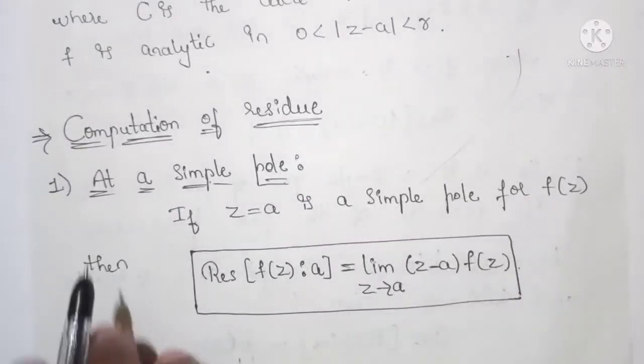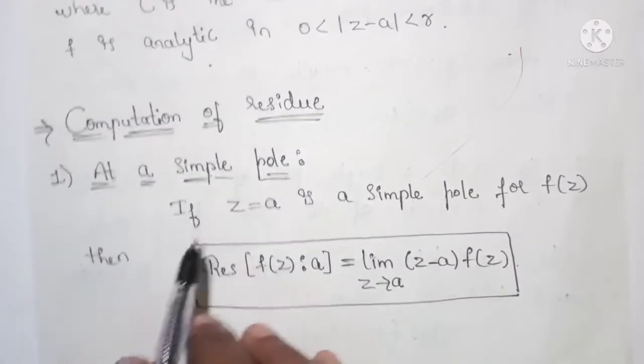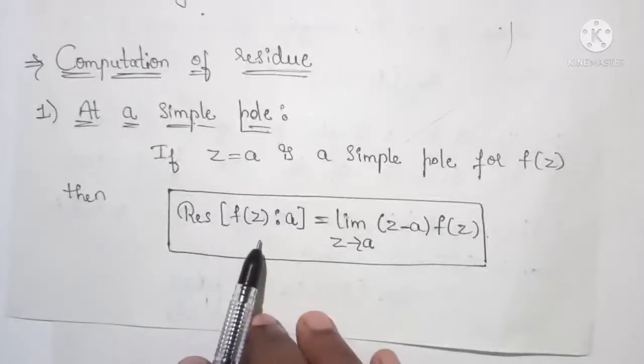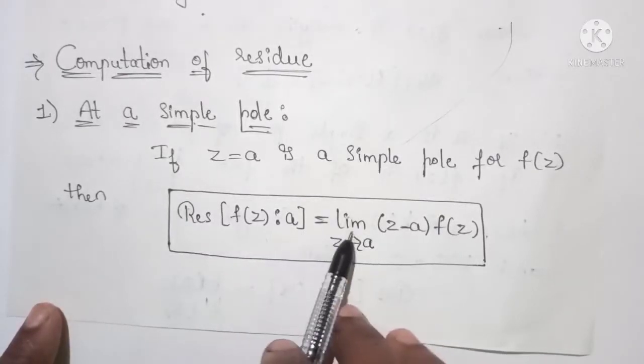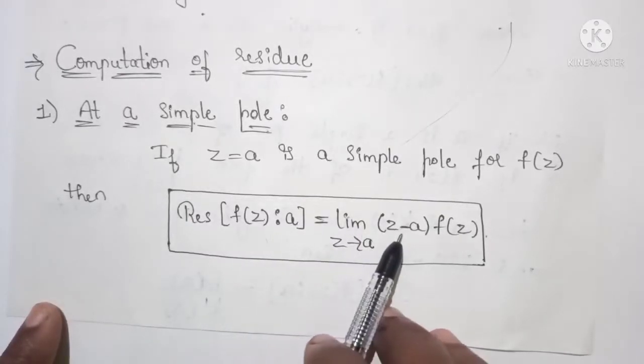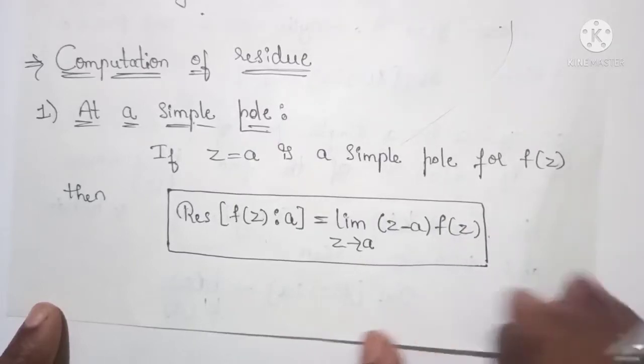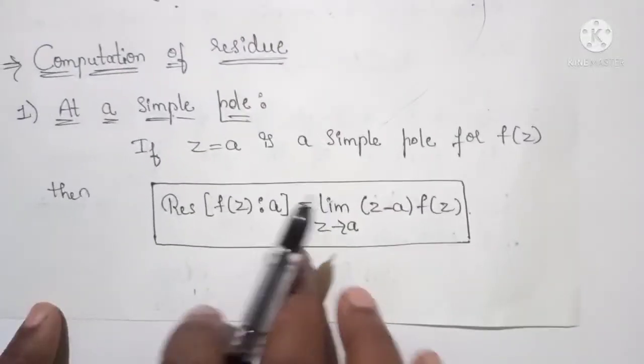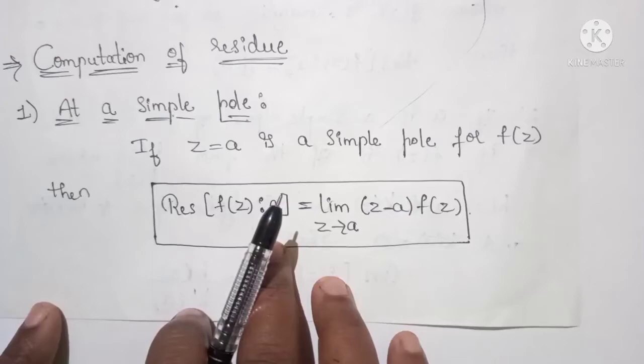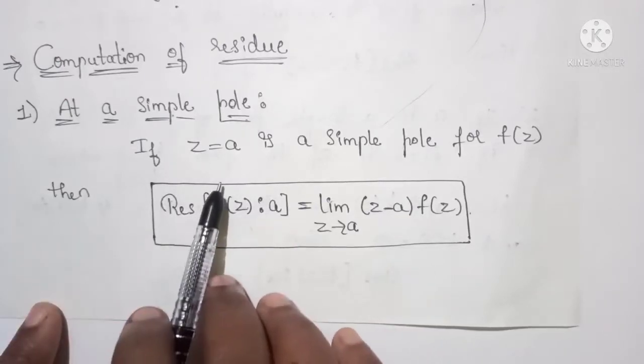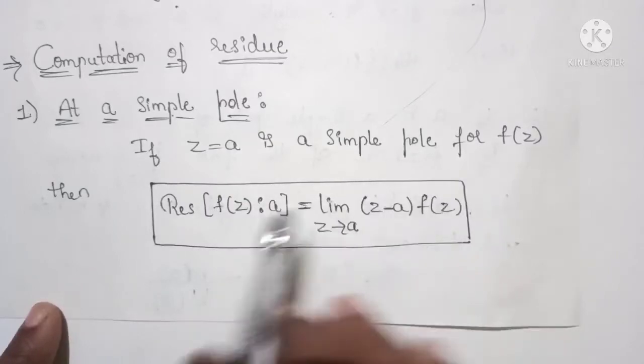First we have a formula at a simple pole. It is given by residue of f of z at a is equals to limit z tends to a of z minus a into f of z. So this formula is used when we have a simple pole, that is a pole of order 1.